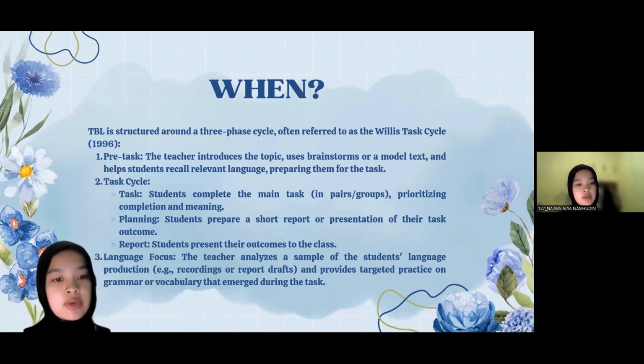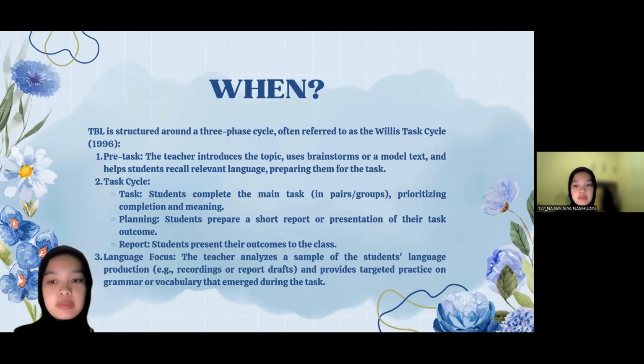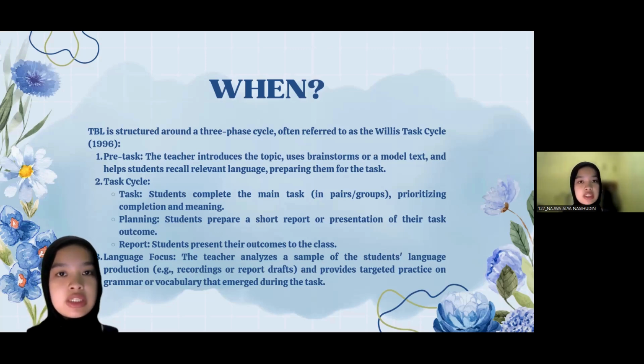And then the third one is language focus. The teacher analyzes a sample of the students' language production, for example, recordings or report drafts, and provides targeted practice on grammar or vocabulary that emerge during the task.